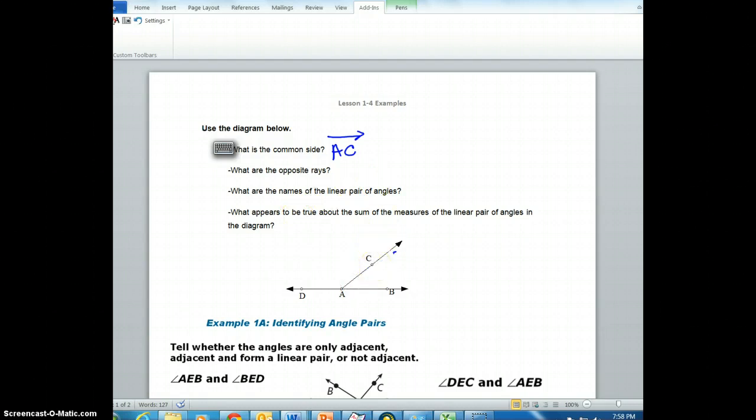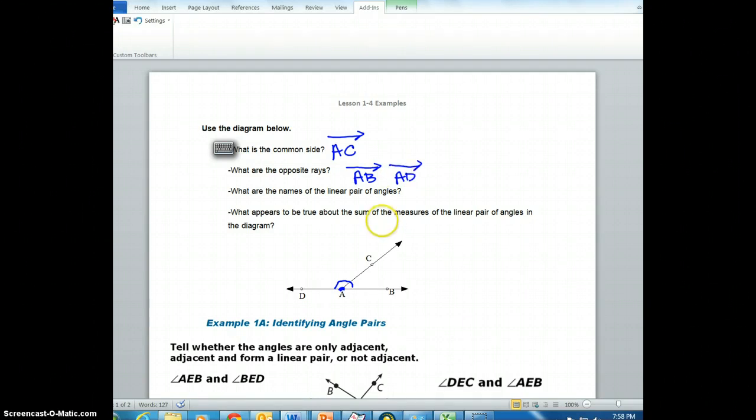What are the opposite rays? The opposite rays, remember, they do have a common endpoint right here at A, and they're going to be the non-common side in this linear pair, because notice this whole angle is forming a line. It would be considered a linear pair. So the two opposite rays in this diagram would be ray AB and ray AD.